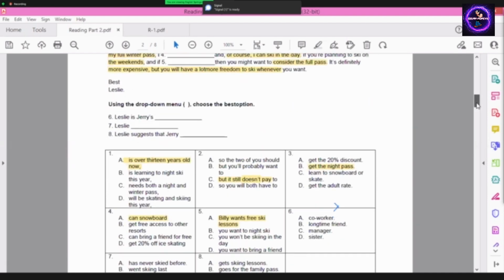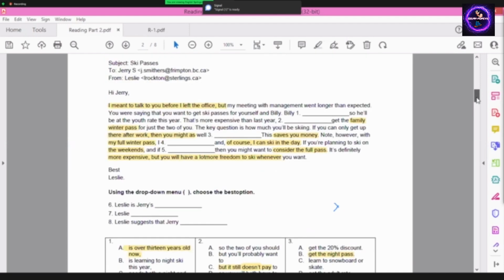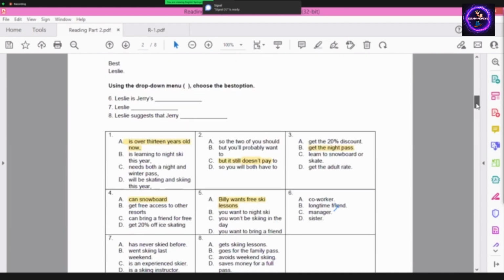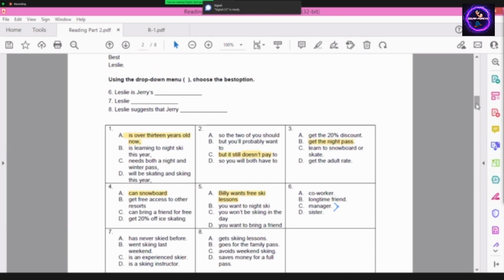Manager is not. It says you wanted to talk to him before he left the office, when the management meeting took long. So we cannot infer he is a manager. Long-time friend, if it were so, there would be some words like ages ago, or it's been really long. There's nothing of that sort. So we can only say that it is co-worker. That's the only answer. They are co-workers.